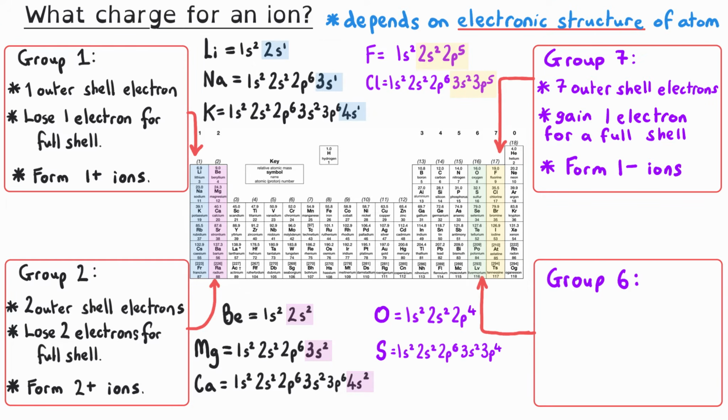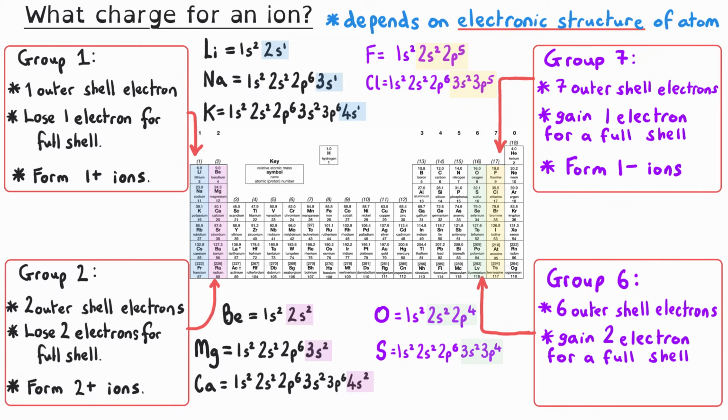And last of all, group 6 have got 6 electrons in their outermost occupied electron shell, and so to fill that outer shell, they just need to gain 2 negative electrons, and this means they will become 2- ions.